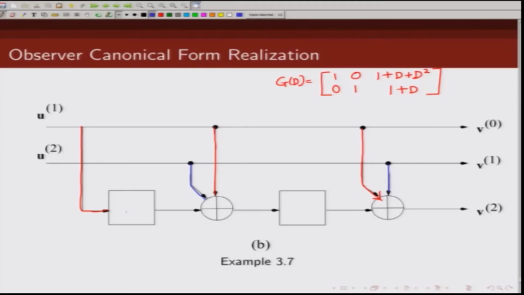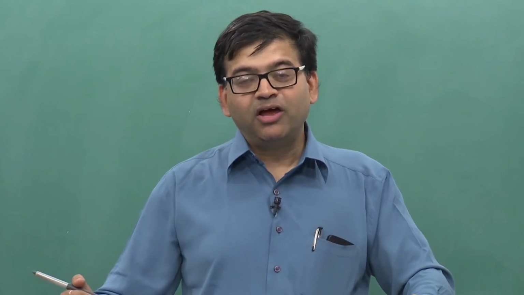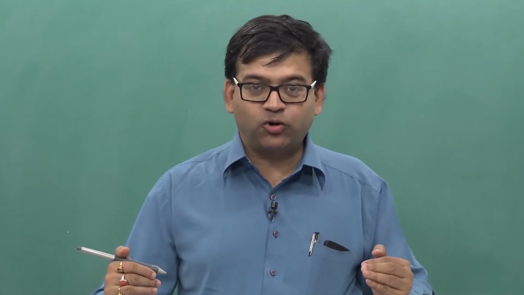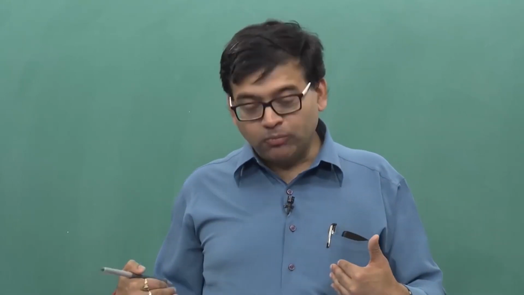And note, we only required 2, 1, 2. We required only 2 memory elements. So same encoder, here we require 2 memory elements. For the controller canonical form realization, we required 3 memory elements. So that brings us to this notion of minimal encoder. We saw the same convolutional encoder with the same generator matrix can be realized in 2 different ways, one that resulted in 3 memory elements, the other that resulted in 2 memory elements.